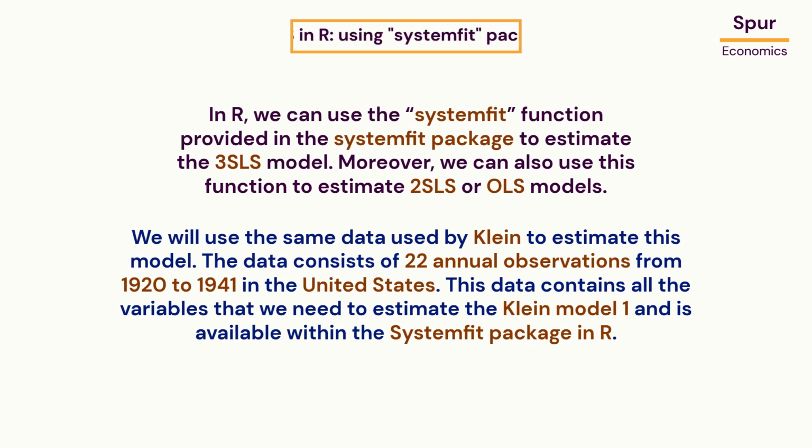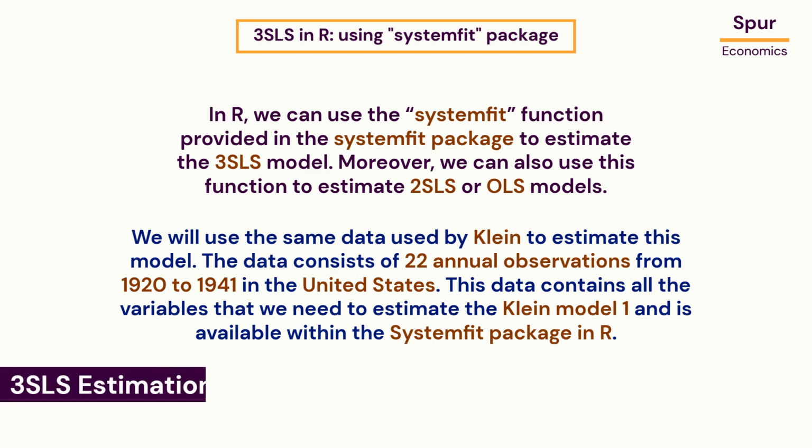In R, we can use the systemfit function provided in the systemfit package to estimate the 3SLS model. Moreover, we can also use this function to estimate 2SLS or OLS models. We will use the same data used by Klein to estimate this model. The data consists of 22 annual observations from 1920 to 1941 in the United States. This data contains all the variables that we need to estimate the Klein Model 1 and is available within the systemfit package in R.